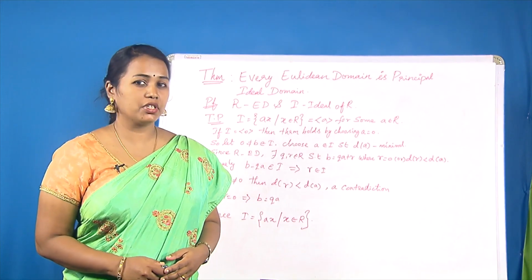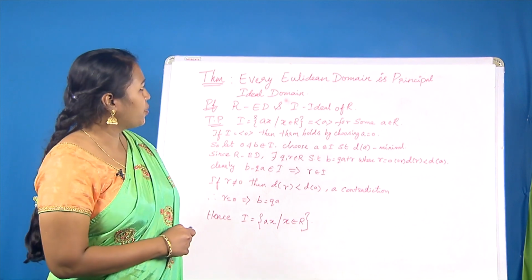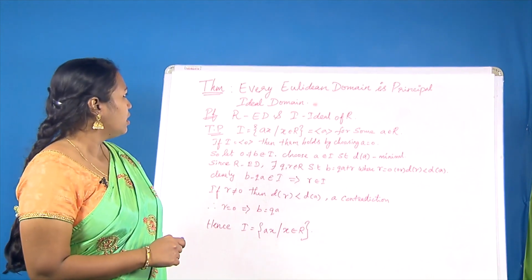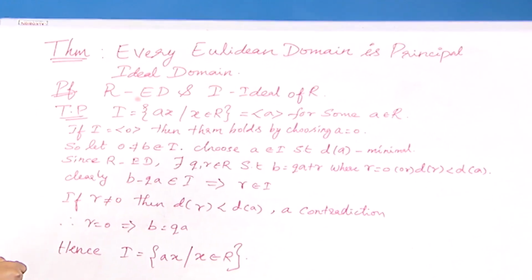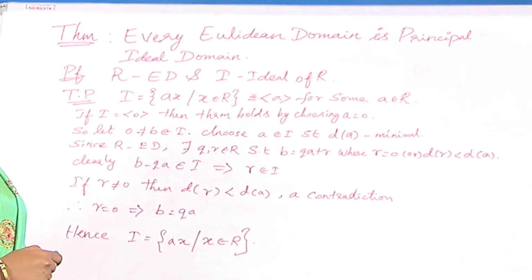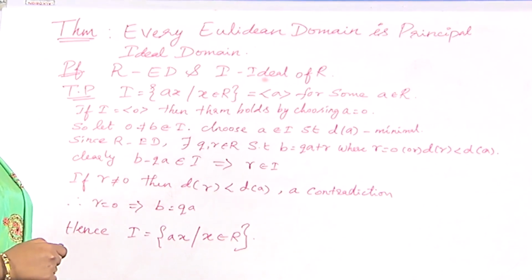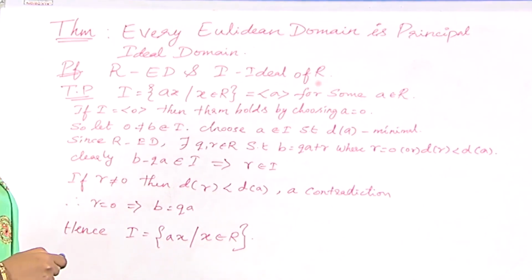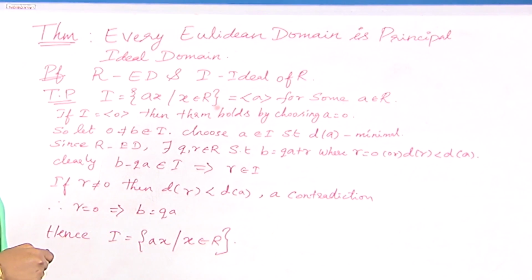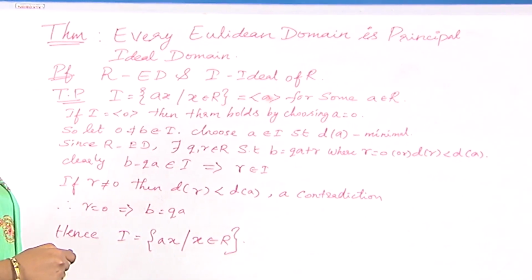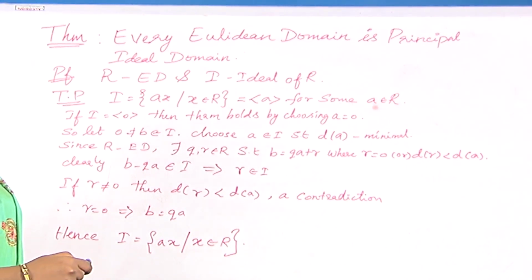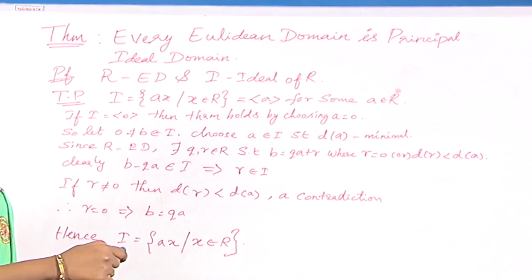Now we shall see an important theorem in this session. Every Euclidean domain is a principal ideal domain. It is one of the important theorems in algebra. Now we will be proving this. Let R be a Euclidean domain and let I be an ideal of R. We need to prove that I is a principal ideal in order to show that this R is a principal ideal domain. Now we shall show that I is equal to the set of all ax such that x belongs to R, which is the set generated by a or the ideal generated by a, for some a belongs to R. So this is the definition of principal ideal domain, and this is what we are trying to prove here.